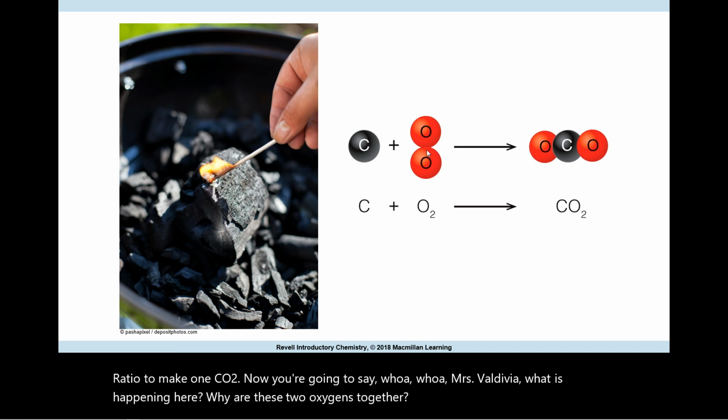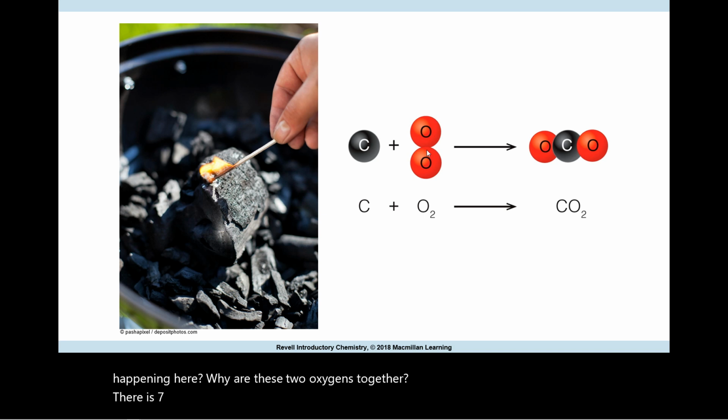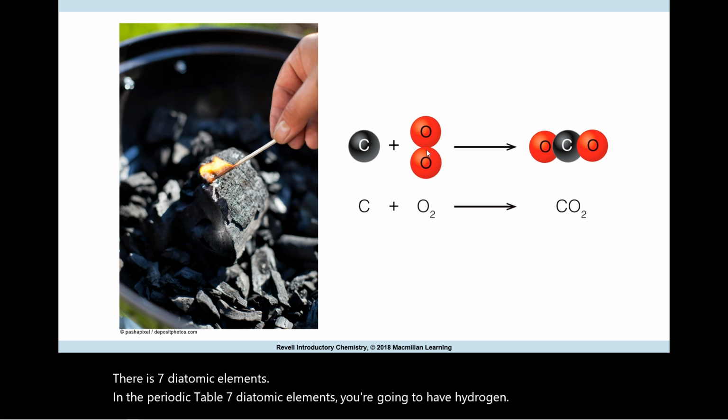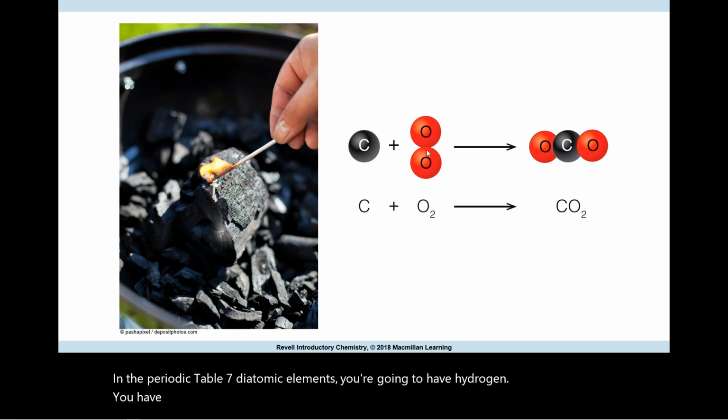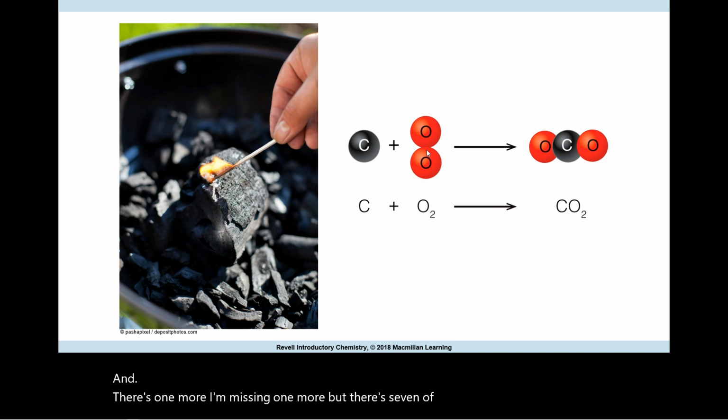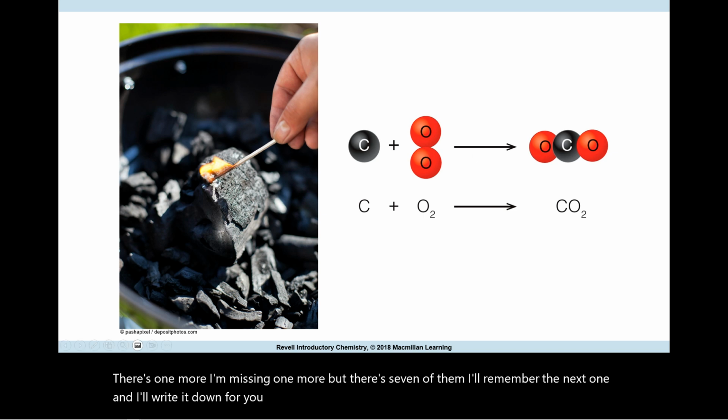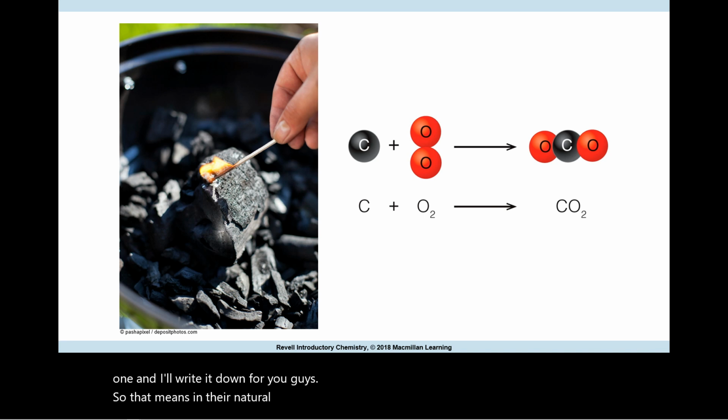Okay, well, there are 7 diatomic elements in the periodic table. 7 diatomic elements. You're going to have hydrogen, oxygen, nitrogen, fluorine, chlorine, iodine, and there's one more. I'm missing one more, but there's 7 of them. I'll remember the next one and I'll write it down for you guys. Okay. So that means in their natural state, they come in pairs of 2s.